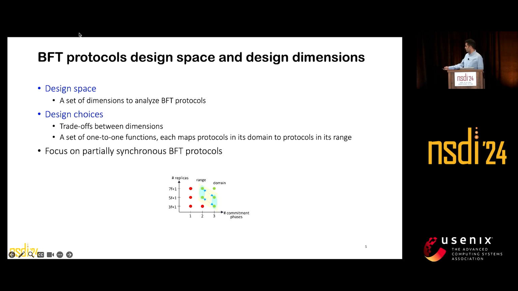The design choices that I mentioned switch from one protocol to another. You can have a protocol with 3 commitment phases and 3f+1 nodes, and then this design choice maps this protocol to a protocol that has 2 commitment phases and 5f+1 nodes. You see the trade-off: we reduce 1 phase of communication by adding 2f more nodes to the protocol.